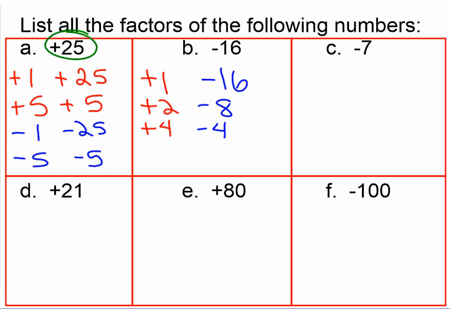Now, if I did the opposite pairings of those, that would be -1 and +16. I could also have -2 and +8. Now I could repeat the 4s, but I already have the pair +4 and -4. So the pair -4 and +4 would be the same thing. So there's all my factors that multiply to -16.